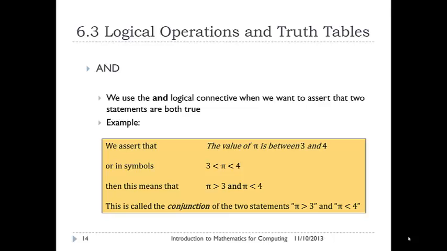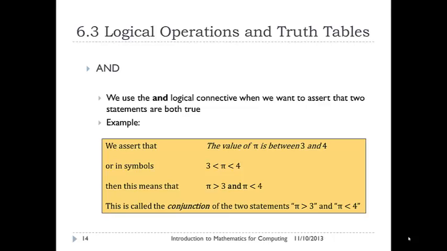So let's have a look at these logical operators in a bit more detail then. The first one we're going to consider is the AND operator, or the AND logical connective. We use the AND logical connective when we want to assert that two statements are both true. So let's have a look at an example again.